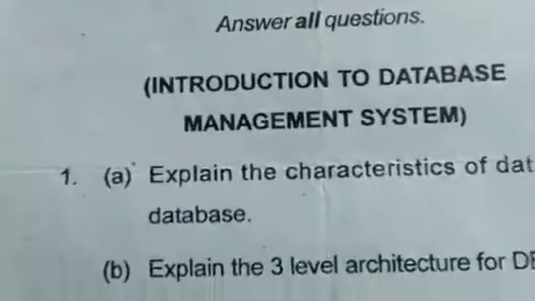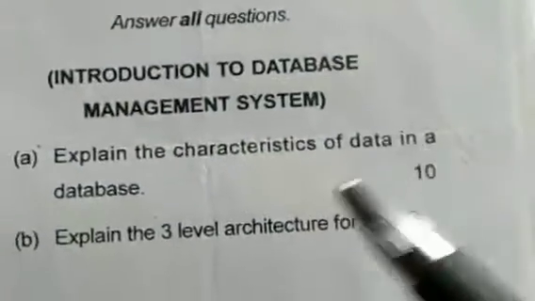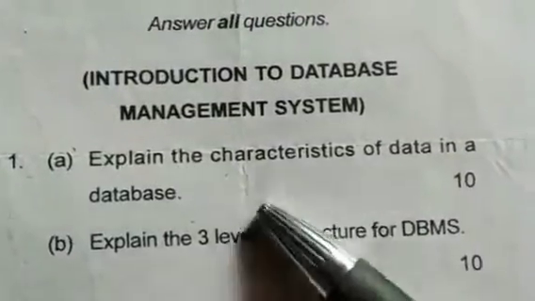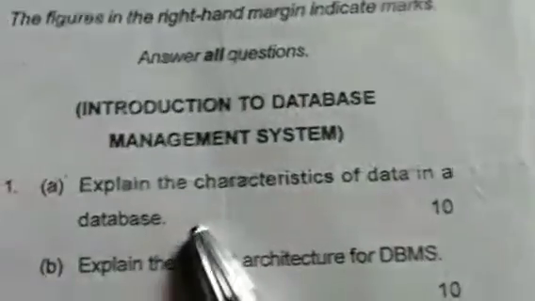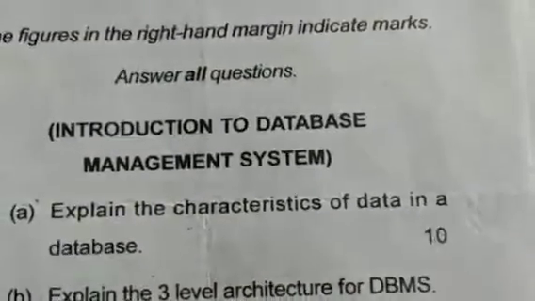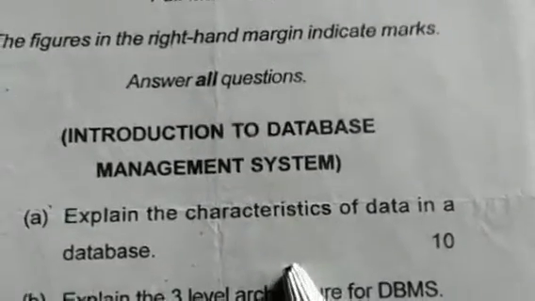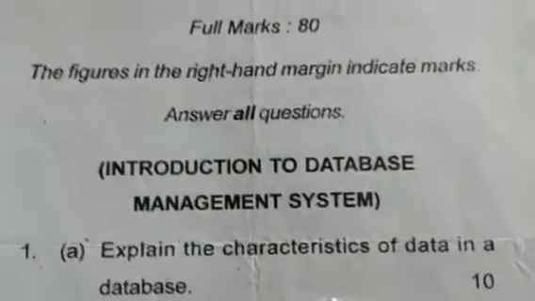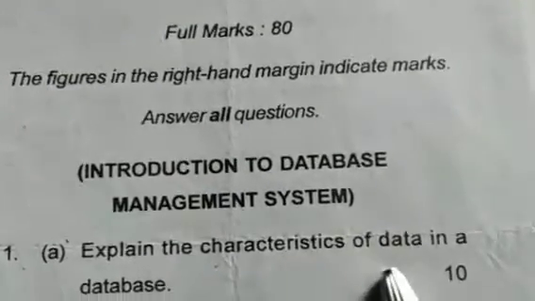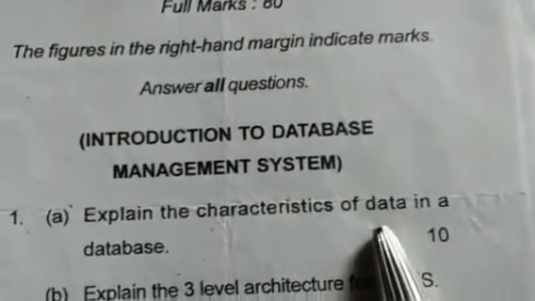This is the question for 2010. Same DBMS, question number 1, A, B or C, D. In A, the question is: explain the characteristics of data in a database. Here you are asked how data are stored in a database, what the different data characteristics are, meaning how data will be collected, how data will be shared, data integrity, data security, constraint values, valid values.